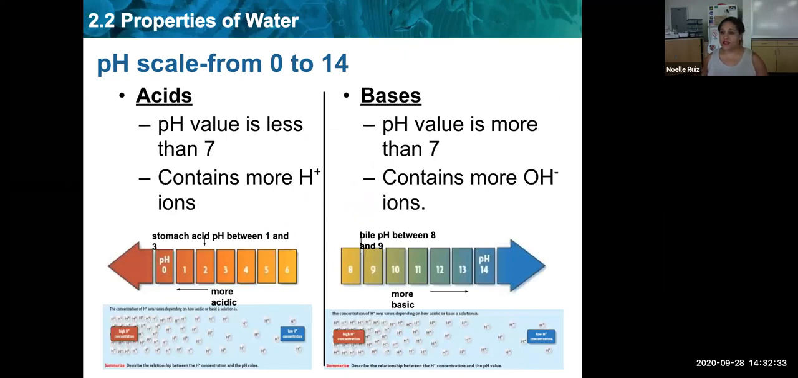The pH scale, like we said, it's a scale from 0 to 14. Acids have a pH value of less than 7. Contains more hydrogen ions. Bases have a pH value that is more than 7. Contains more hydroxide and less hydrogen.